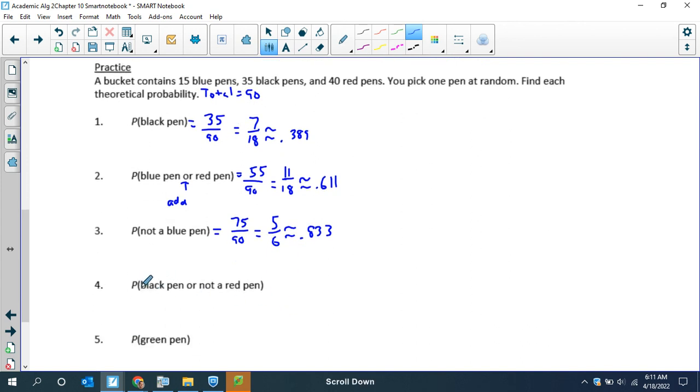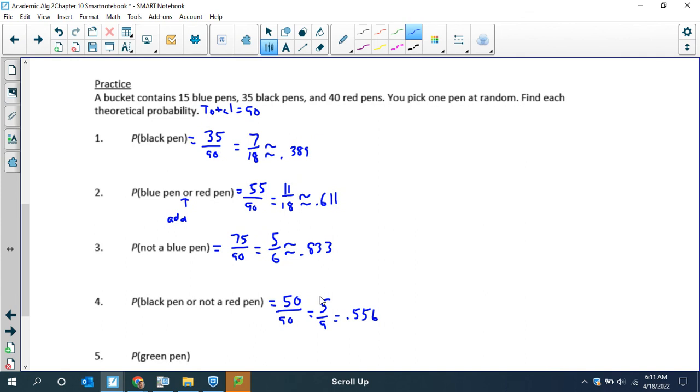But look at the next one. Probability of black pen or not a red pen. So I'd be adding the black pen, and we don't want a red pen, so we're looking at the black and the blue. So 15 plus 35 is 50 over 90, 5/9, or 0.556.